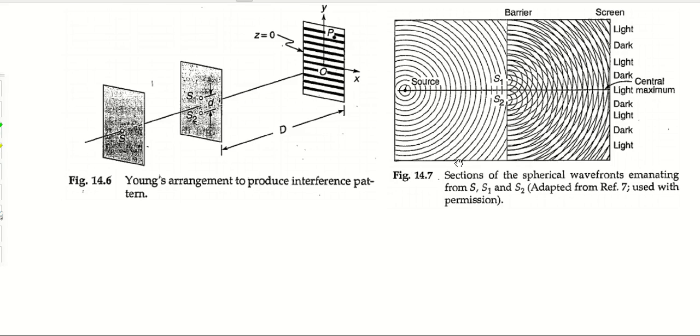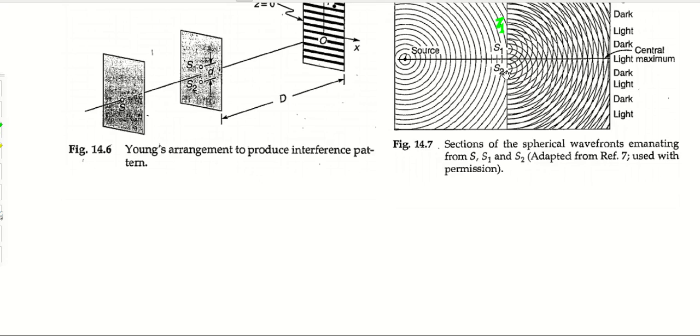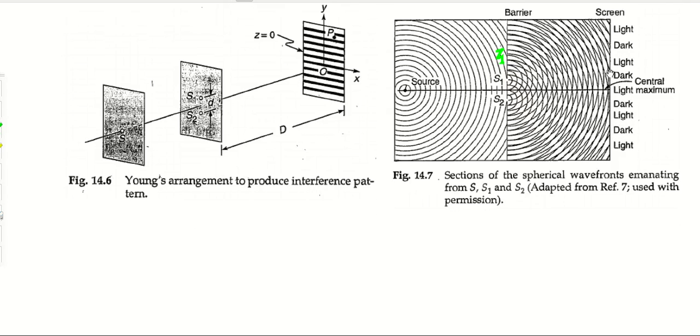See this picture 14.7. You can see so many wavefronts are generated, and the single wavefront is this one. This wavefront is cut into two parts at S1 and S2, and according to the Huygens principle, each point on the wavefront is a new source of disturbance. So the S1 and S2 points will emit new wavefronts, and these wavefronts will interfere with each other to produce an interference pattern, in phase or out of phase depending upon the phase relationship. If they are out of phase, it will produce a dark fringe, and if they interfere in phase, it will produce a bright fringe.